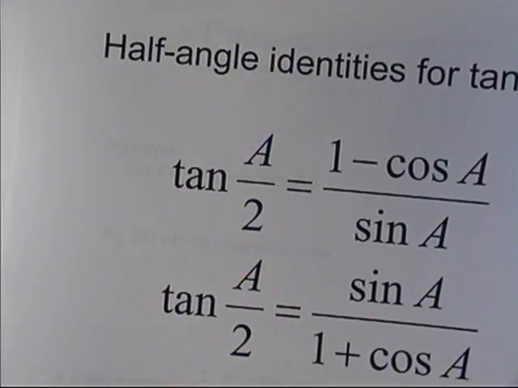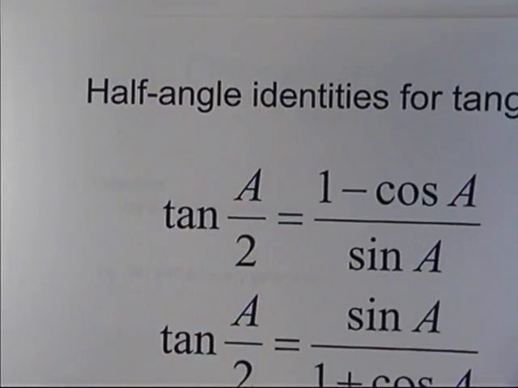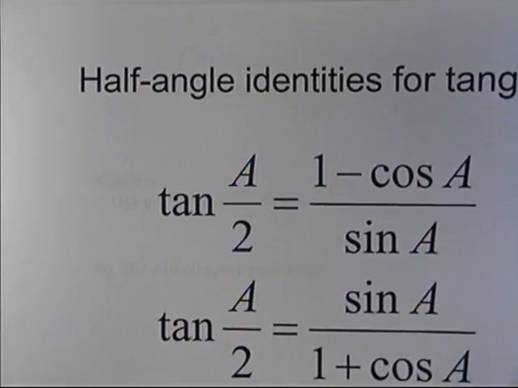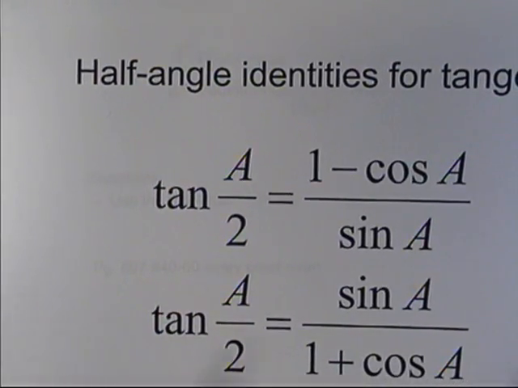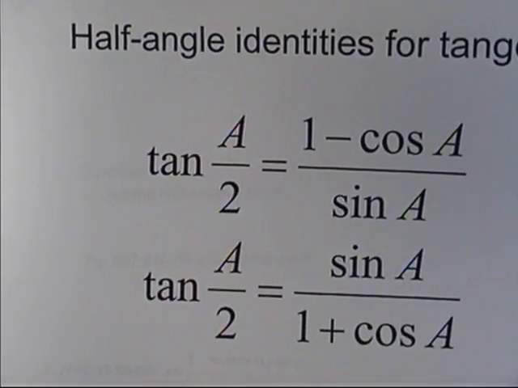Okay, so half angle identities. We're still working on those. This is the second video for the day. We're almost done with the packet. Half angle identities for tangent, there's actually two of them. And here they are.